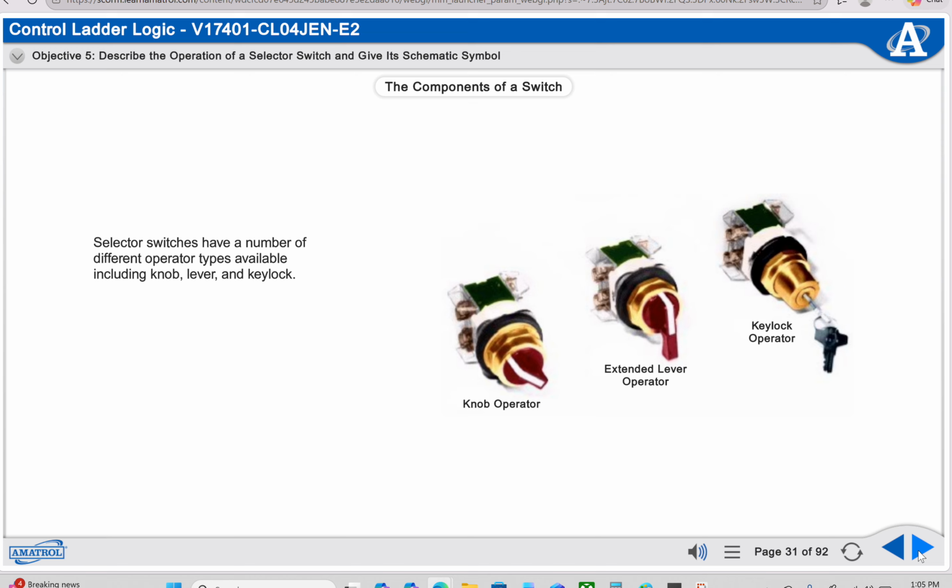Selector switches have a number of different operator types available, including knob, lever, and key lock. These operators are available with 2, 3, or 4 positions.